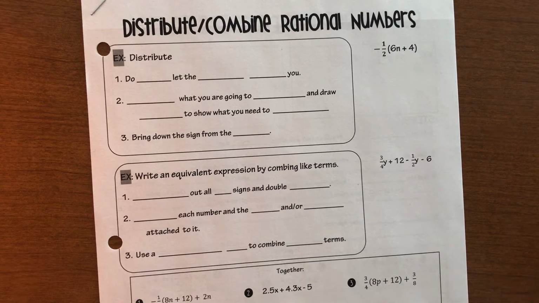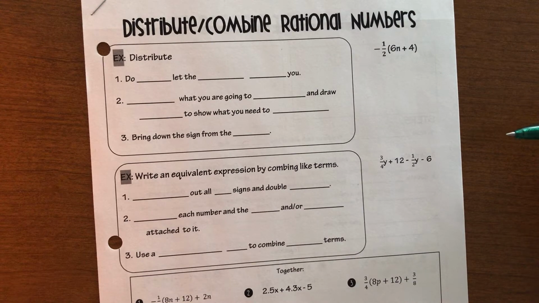from home. Anyway, distributing and combining rational numbers. We're going to keep going with rational numbers. We're not just doing integers anymore. Now we're throwing in those ugly fractions and decimals, and we're just going back to what we've already learned with integers, and we're going to do the same process, the same steps, just with rational numbers now. So I'm going to go kind of quick. It's a review. You've already learned this process. We're just going to do it again with rationals.